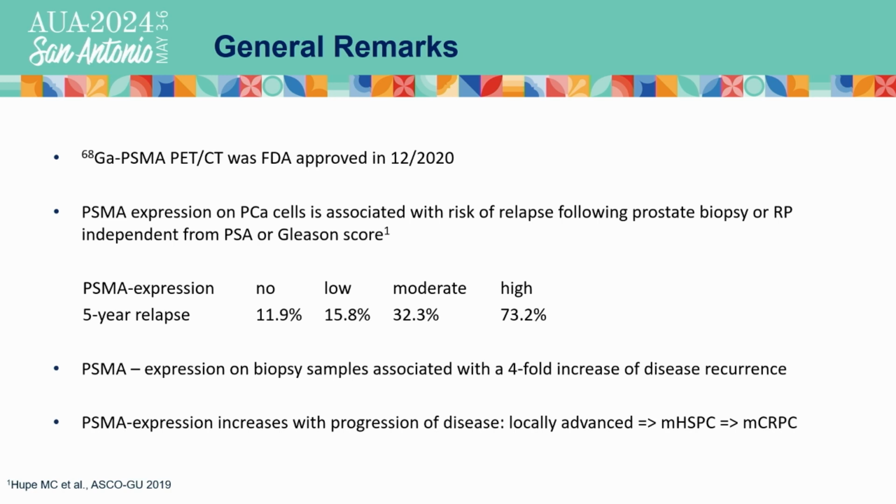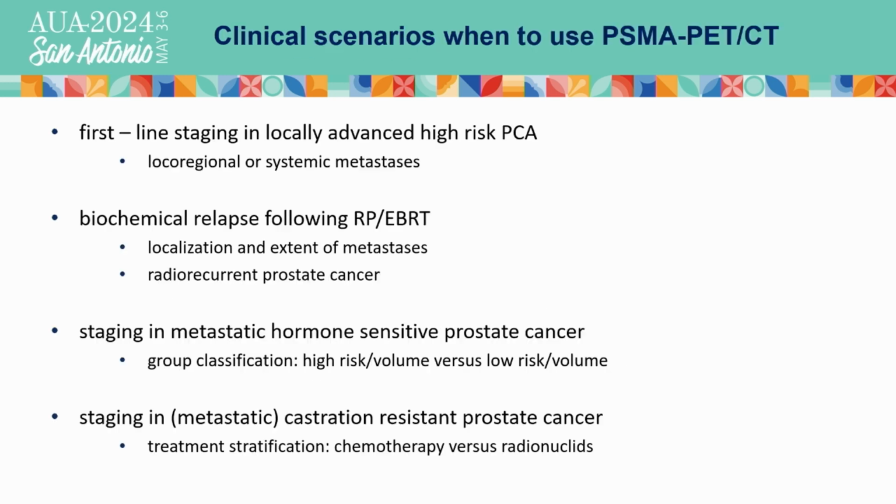And what you need to know is that the PSMA expression increases with the progression of the disease. So it's usually higher in patients who have either metastatic hormone-sensitive disease or castration-resistant disease. And this is the reason why we use the PSMA lutetium therapy, Pluvicto therapy, in most patients who now develop metastatic castration-resistant disease following combined androgen deprivation therapy plus or minus cytotoxic chemotherapy. So those are the different clinical scenarios when you might use a PSMA PET CT scan.